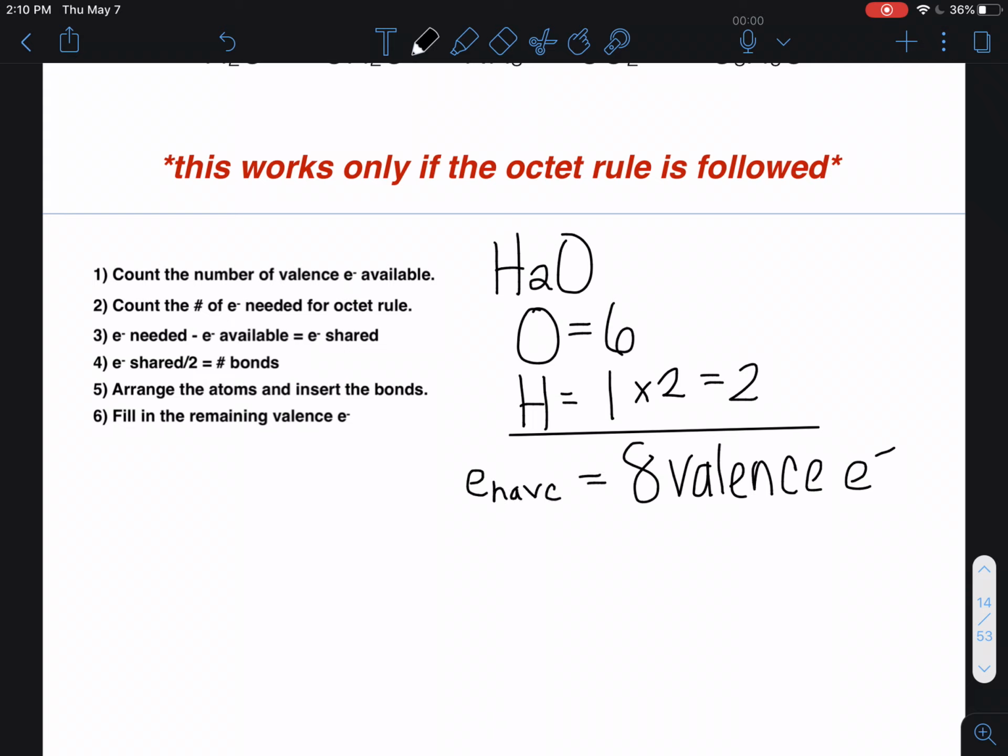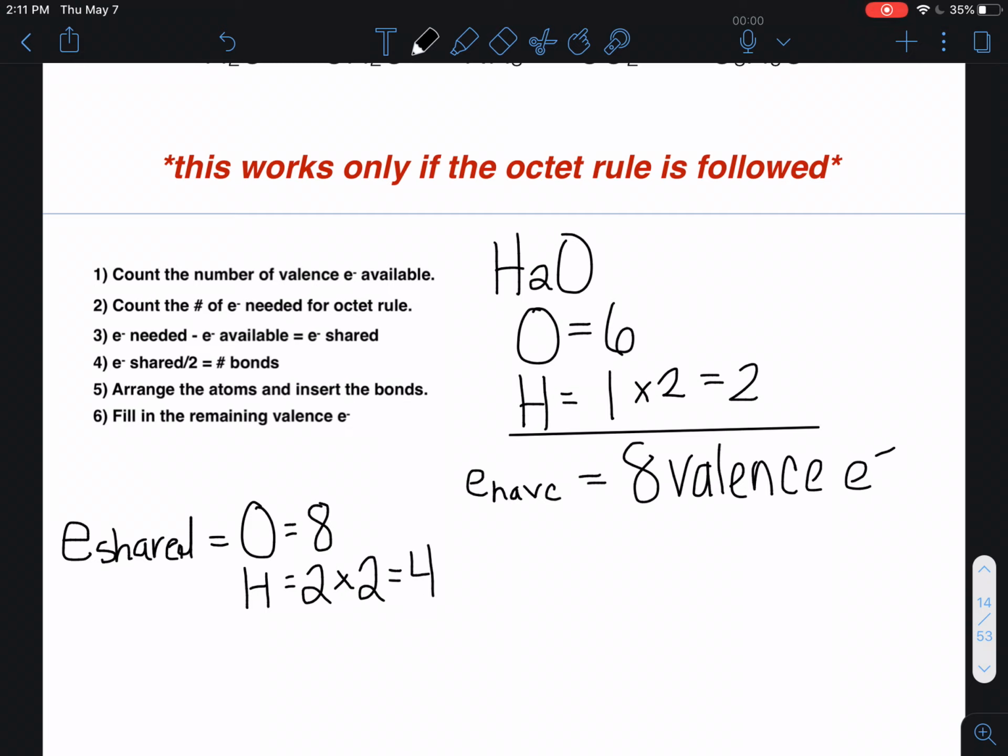Okay. Now we're going to count the number of electrons needed for the octet rule. So remember, we called this E needed. E needed is equal to, oxygen is going to need 8 valence, right? Hydrogen needs 2. Remember, because of the 1s orbital, it needs 2, not 8. And we have 2 hydrogens in this compound. So that's a total of 4. Add these 2 together. That's going to give us 12, right? So E needed is equal to 12.